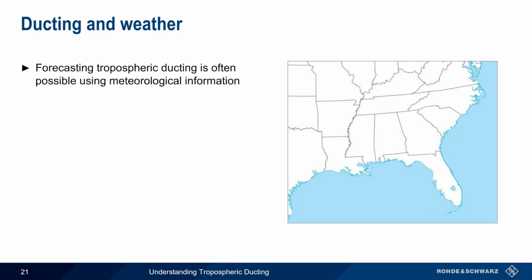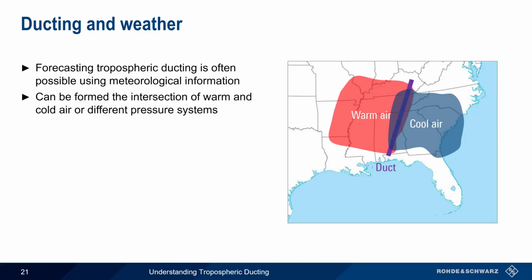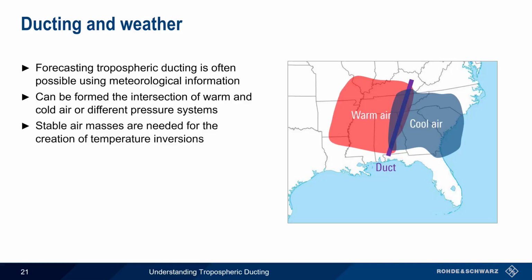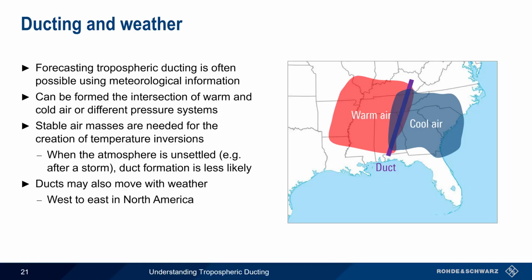Tropospheric ducting can often be predicted or forecasted using standard meteorological or weather information. For example, if a region of warm air intersects a region of cooler air and slides above it, this can create a temperature inversion and ducting. Note, however, that stable air masses are needed for the creation of temperature inversions and ducts. If the atmosphere becomes unsettled or well mixed, such as following a storm, then formation of ducts becomes much less likely. And finally, note that ducts will move with the weather. In North America, this movement is primarily west to east.